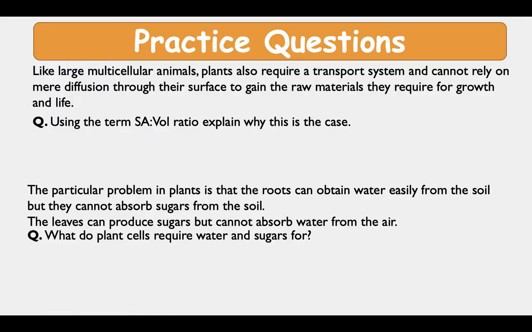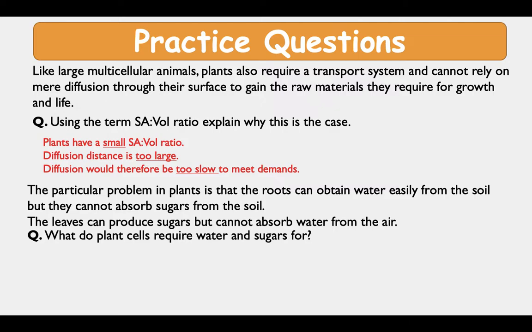So let's have a look at some practice questions that you may get about surface area to volume ratio and the need for a mass transport system in plants. So firstly, let's have a look at the first one. So it says, like large multicellular animals, plants also require a transport system and cannot rely on mere diffusion through their surface area to gain the raw materials they require for growth and life. It says, use the term surface area to volume ratio to explain why this is the case. So you would say something like, plants have a small surface area to volume ratio, and the reason for this is that they are big organisms.